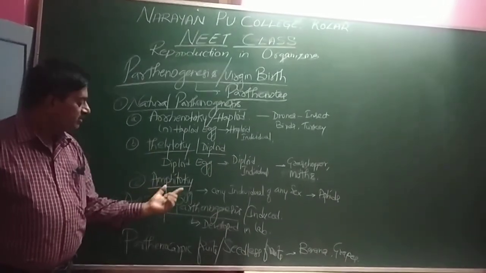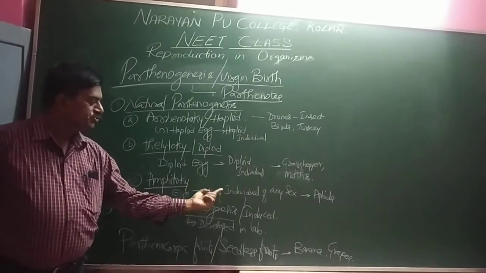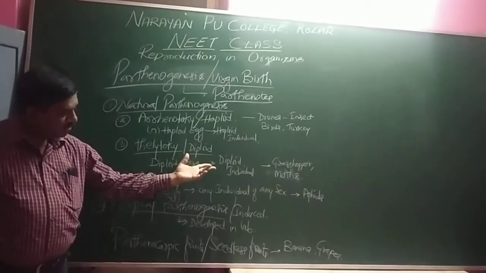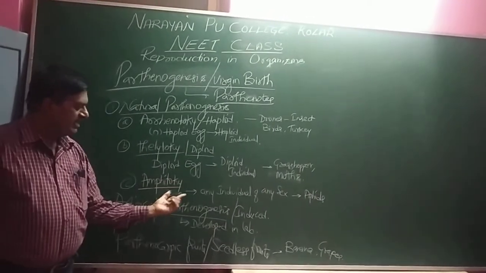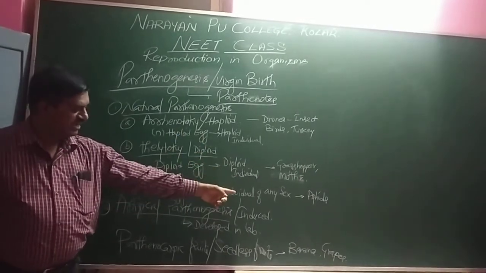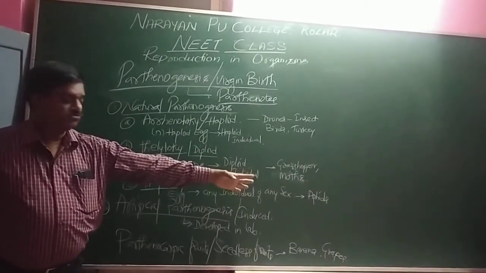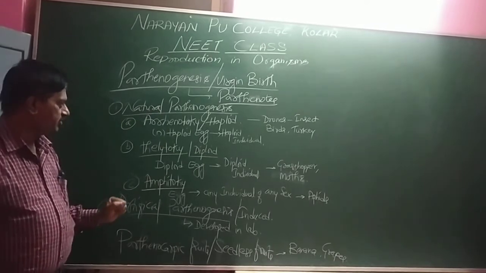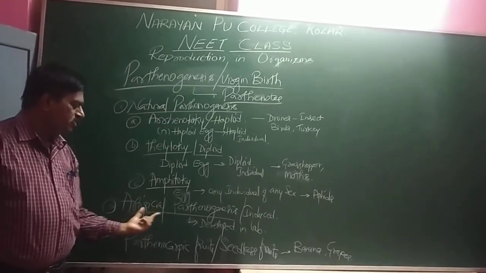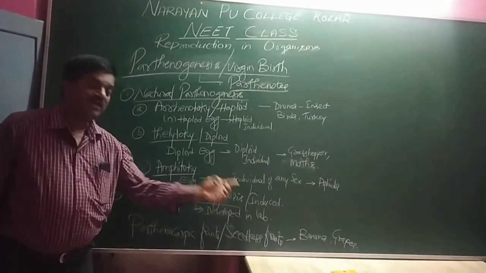Amphitoky. Here the egg gives rise to individuals of either sex, male or female. The egg develops into male or female of any sex. An example is amphibians. These are called natural parthenogenesis. Whereas artificial parthenogenesis is nothing but induced.